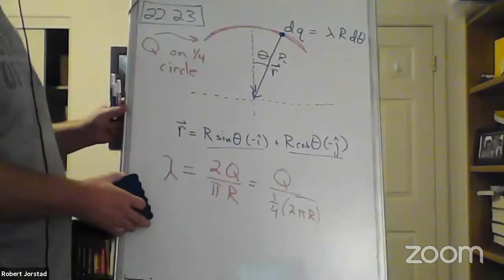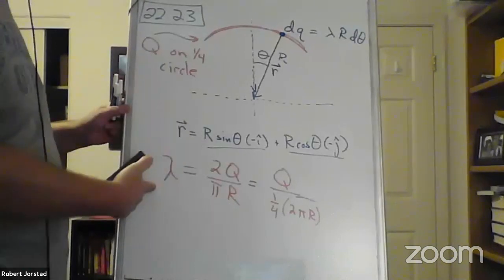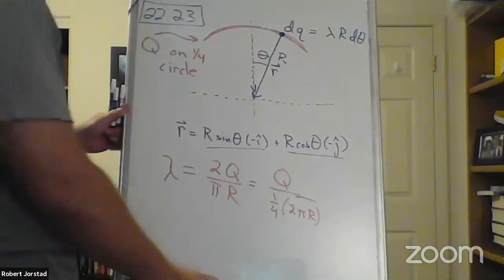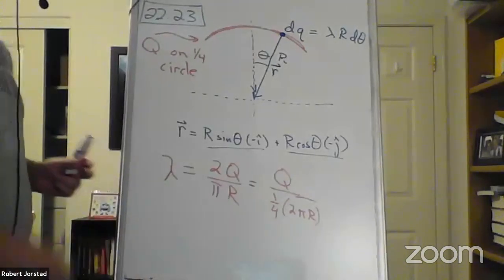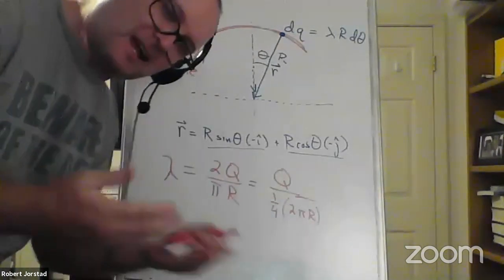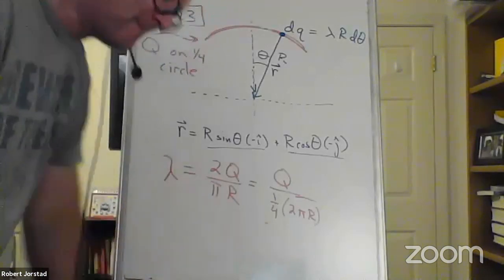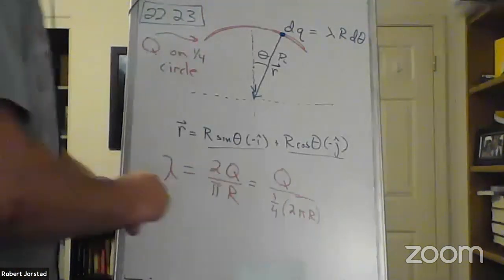Now, we've got our r vector, we've got our lambda, so we've got our dq. We're ready to write this stuff down. Sometimes Zoom will change the word stuff into a swear word. I don't know why. Anyways, yeah.